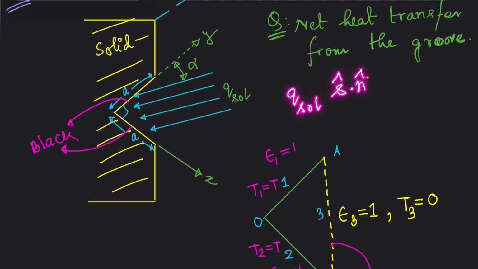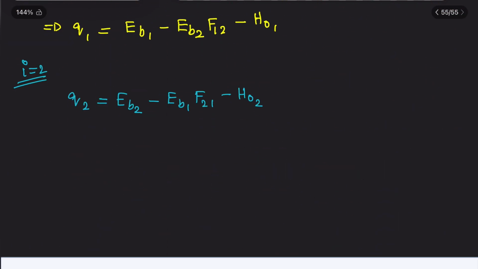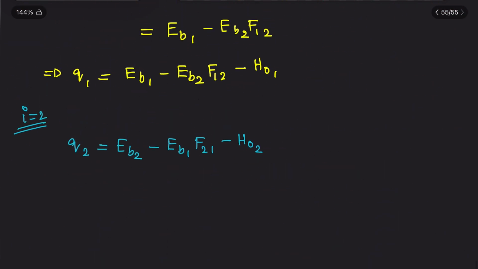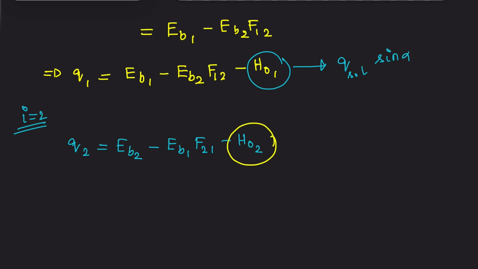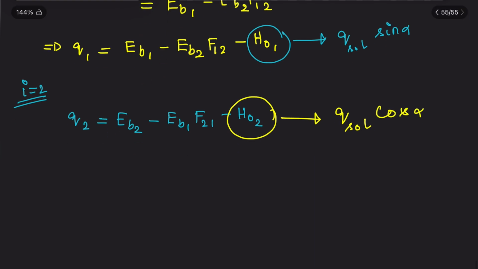where this s cap is the direction vector of the incoming irradiation. So here we can see that my HO1 is nothing but q sol sin alpha, and similarly, this is your homework to prove, that this is q sol cos alpha. Okay, so we have found out HO1 and HO2.